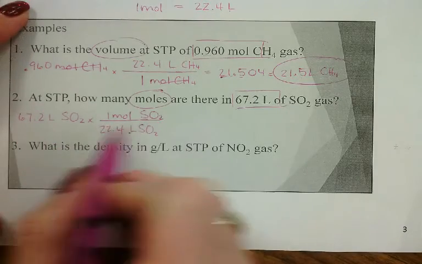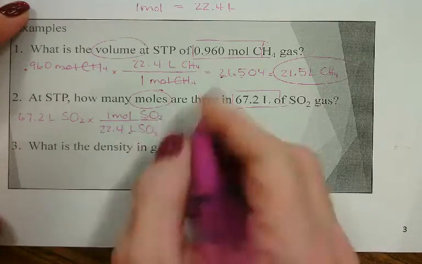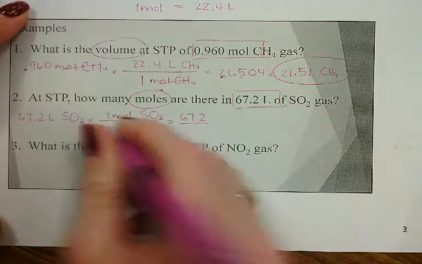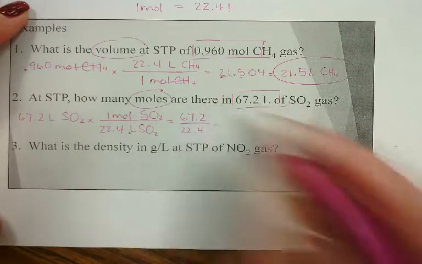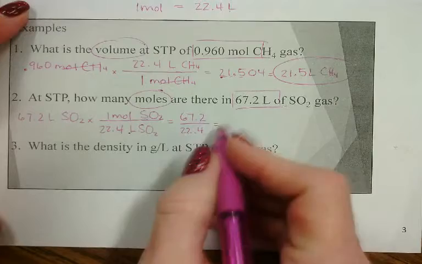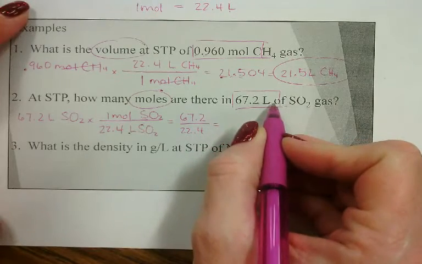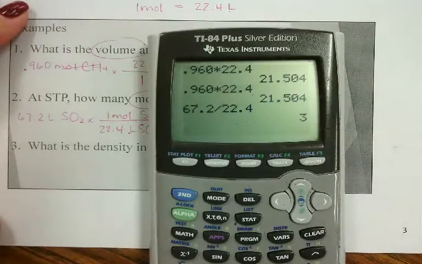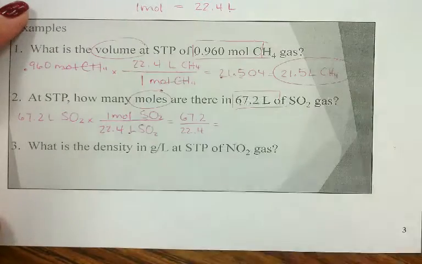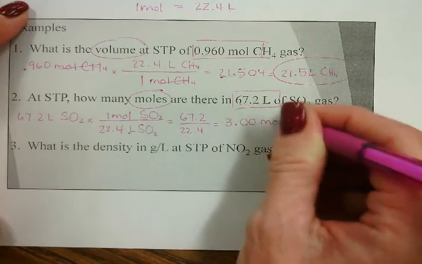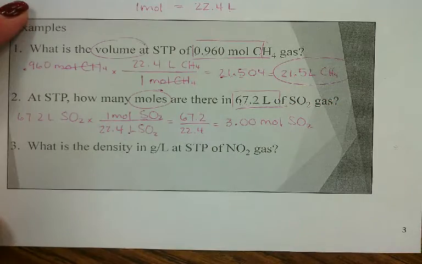So I'm going to multiply everything in my numerator and divide by what's in my denominator. 67.2 times 1 is 67.2, divided by 22.4. Let's see what that is. 67.2 divided by 22.4 gives me 3. 3 whole moles. How many sig figs can I have in my final answer? There's 3 here, so I need 3 sig figs. I got 1 whole number there, so it's 3.00 moles of SO2. That's my final answer.